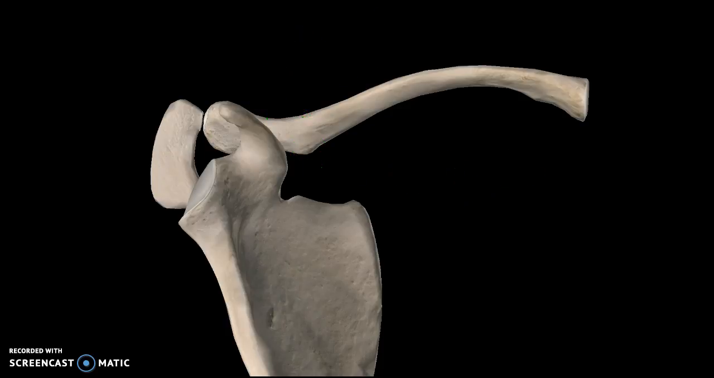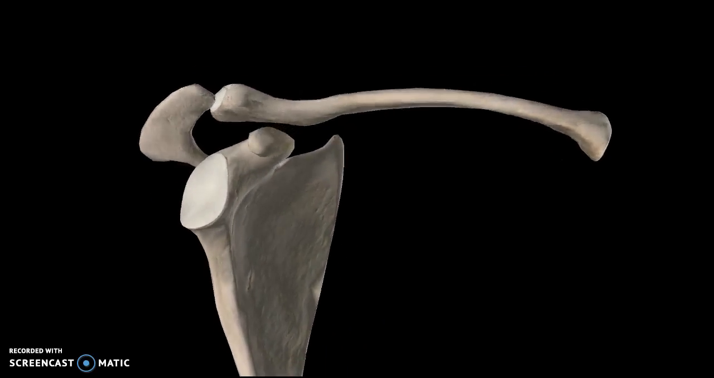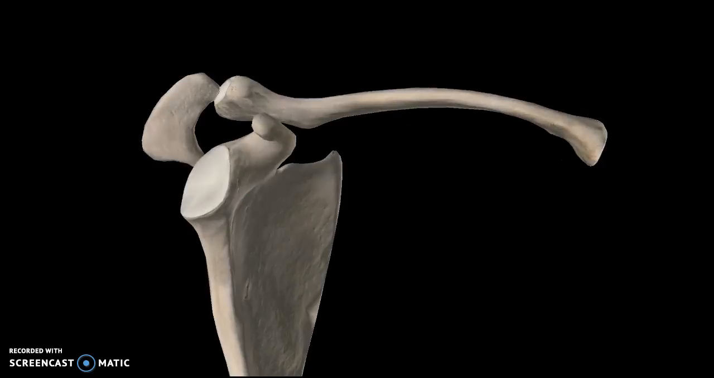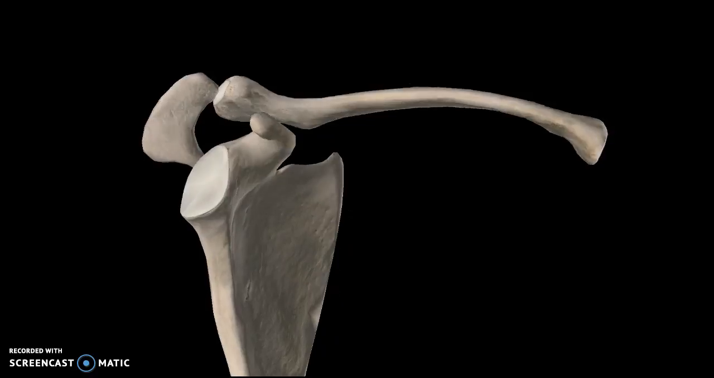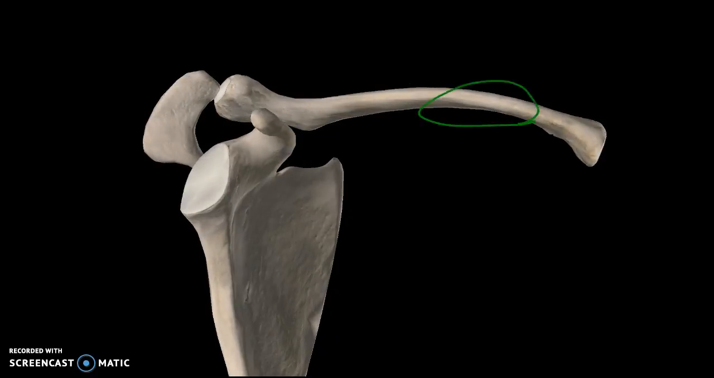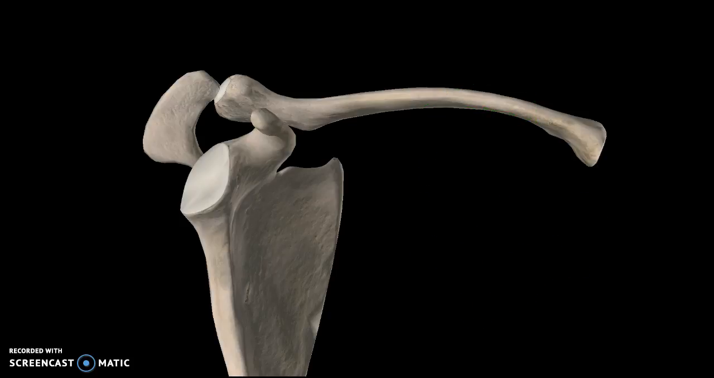And also one more structure on the clavicle is the subclavian groove, which is right about here. I'll rotate the structure so you guys can see it. But it's right about there. You see a subclavian groove right there. So this is known as the subclavian groove. Now, that was pretty much it for the clavicle.